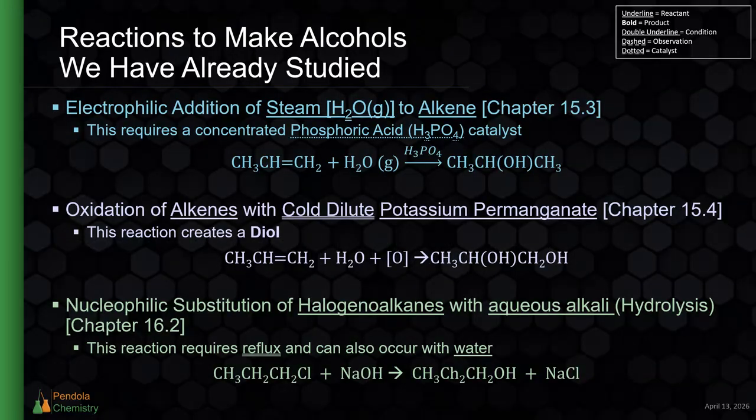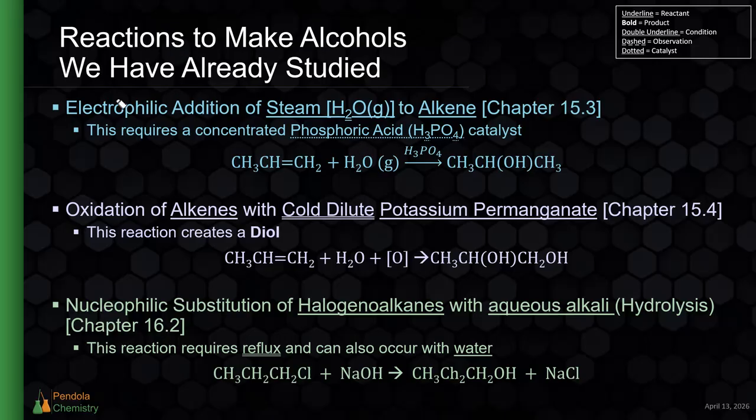Alcohols are something that we've seen multiple times because they come up in chapters 15 and 16. We learn how to make alcohols from alkenes in two different ways in chapters 15.3 and 15.4, and we learn how to make alcohols from halogenoalkanes in chapter 16.2. So let's review those reactions really quickly.